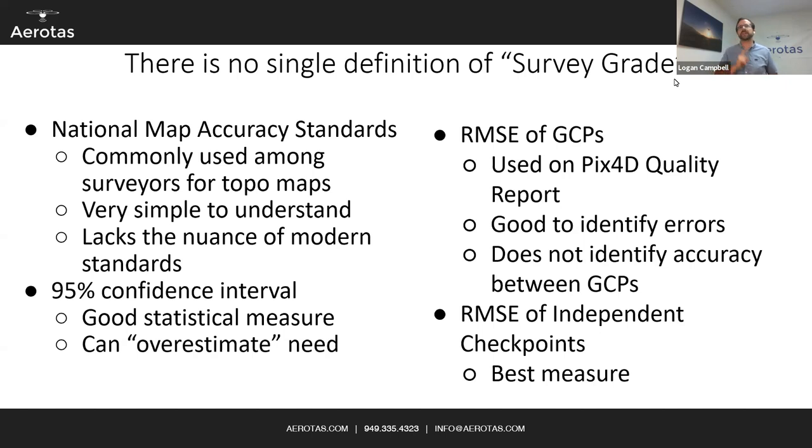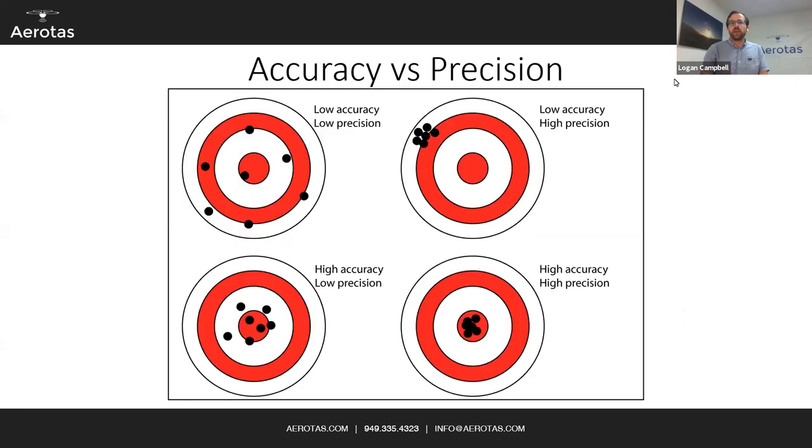And that's why the gold standard of accuracy now is using the root mean squared error of independent checkpoints. That means something that was held back from the model that ideally the photogrammetrist, his or herself, doesn't even see or know. But the root mean squared error of those independent checkpoints is the best way to measure accuracy.